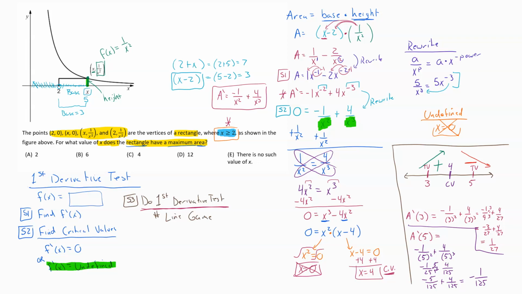Once I do that, now I can see the shape of what my graph was, and I can see very, very clearly that what I'm actually looking at was the max that I was trying to find. So we found out that at x equals 4, our rectangle would have a max. We look over, we find our answer, option C, x equals 4.